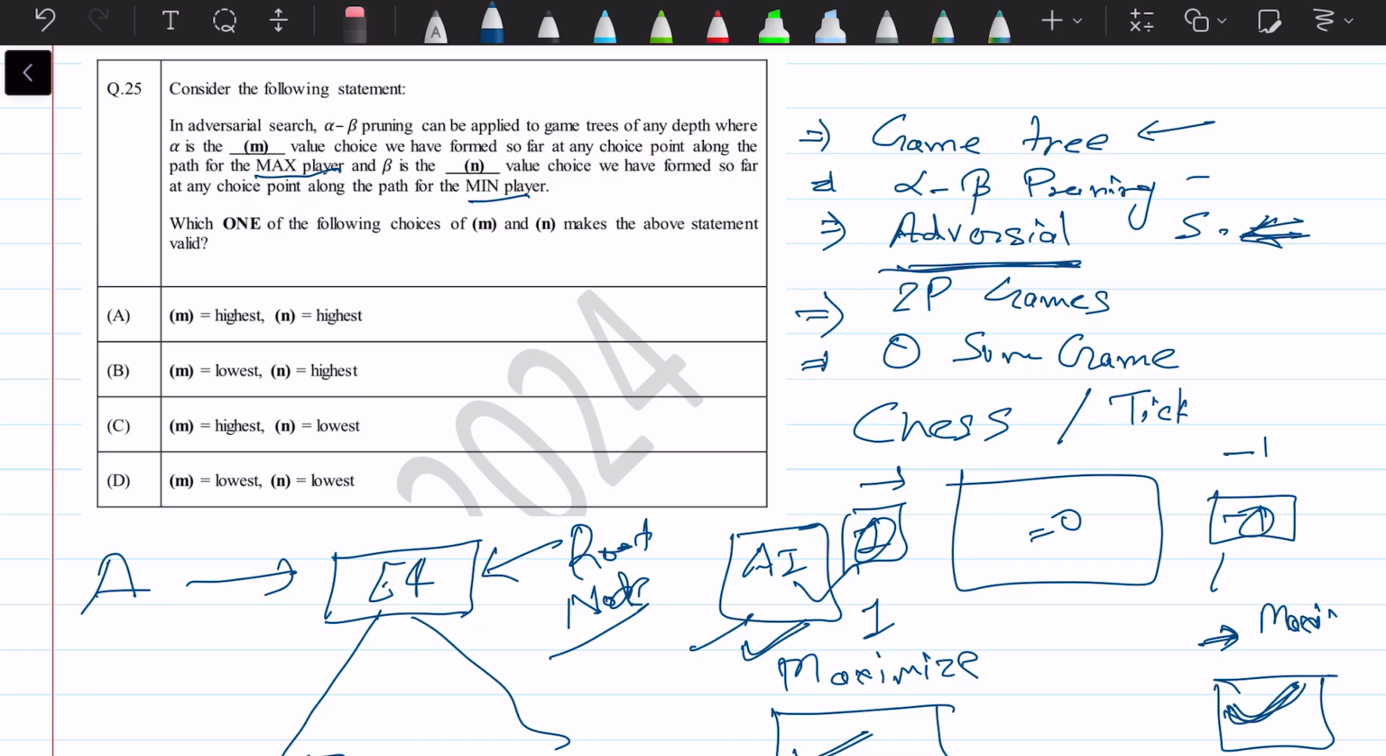So one of the algorithms is alpha-beta pruning. I won't be covering alpha-beta pruning in this video, but what we do is initialize alpha and beta. Alpha is our max player, right? And beta is our min player. So alpha has to maximize the value and beta has to minimize the value.